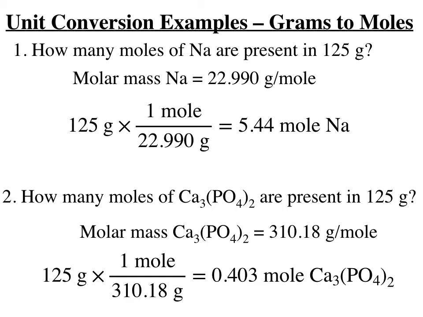And I would find that 125 grams of calcium phosphate corresponds to 0.403 moles of calcium phosphate, significantly fewer moles than are present in 125 grams of sodium, because there's so many more atoms, meaning so many more electrons, neutrons, and protons in the calcium phosphate than there are in the sodium.